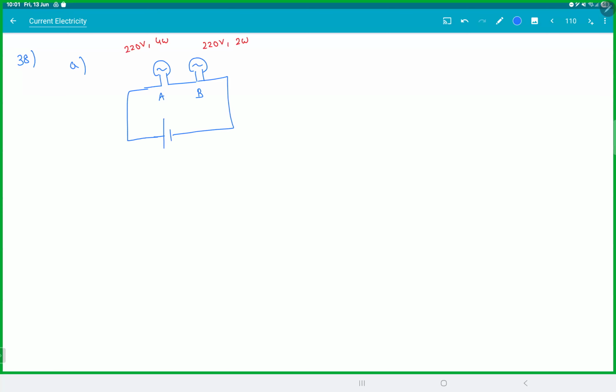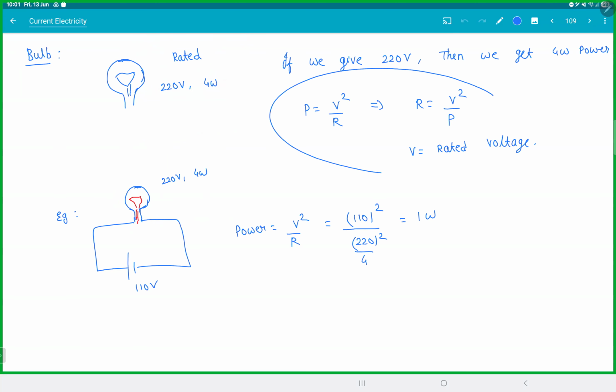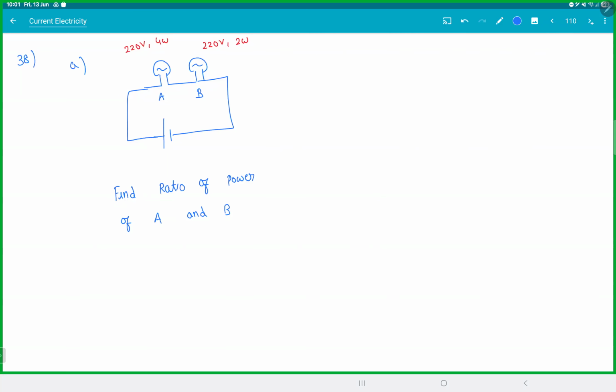If you apply 220, it will be 4. But when you keep two bulbs in series, the voltage will not be divided equally. So find the ratio of power of A and B. This is an easy one. Using those numbers, you can always find the resistance. That is the main catch. Resistance of a bulb is rated voltage square by power of the bulb. Let's get this.